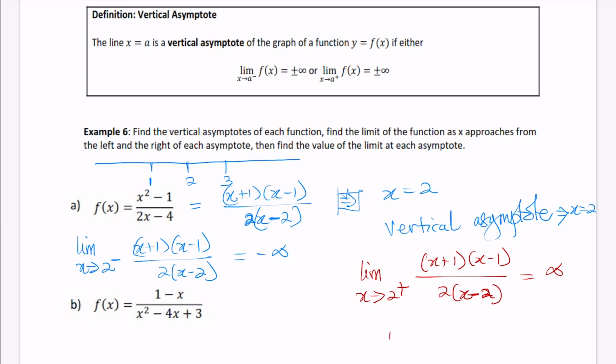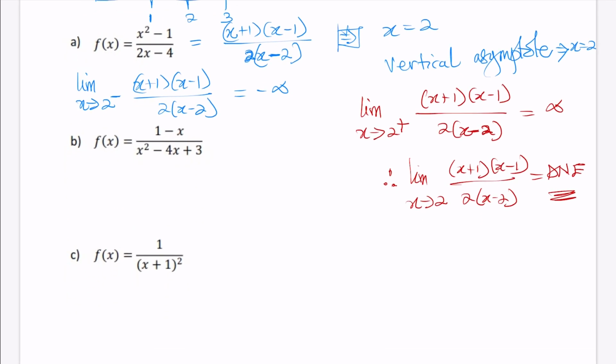Therefore, the limit as x approaches 2 from both directions of (x plus 1)(x minus 1) divided by 2 times (x minus 2) does not exist. Awesome. So let's proceed to example number B.